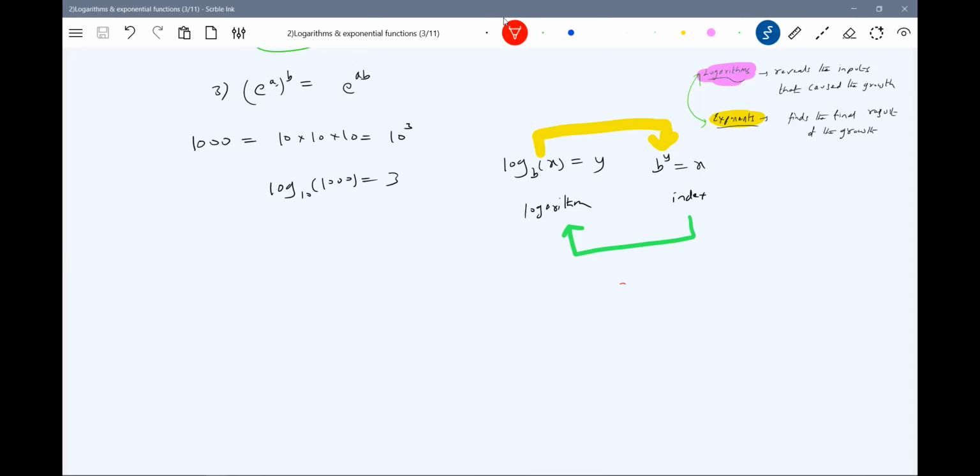So here we will put it now. X is the growth and y is the input. I think that's the definition I'm putting now. The exponent finds the final result of the growth. What about the logarithm? It reveals the input that causes the growth. So if you take the log of the growth to the base b, you'll get the input. And what about the exponent? This is the input, this is the output, so it will give the final result of the growth. The sentences which I have put are applicable here.